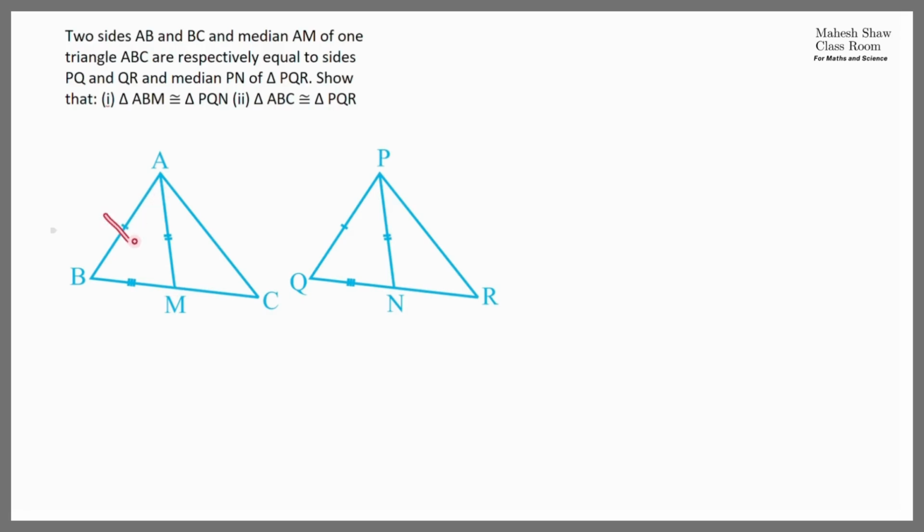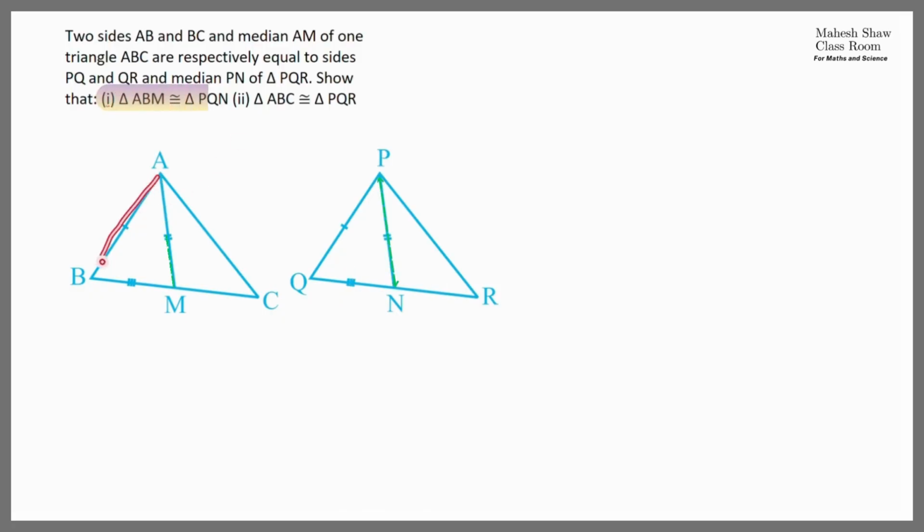In this question, we are given side AB, BC and the median AM of triangle ABC is equal to side PQ, QR and the median PN of triangle PQR. Now, first of all, you should know what is a median. Median is a line drawn through the midpoint of a side to its opposite vertex. That means here BM is equal to CM. And likewise, since PN is the median, that means N is the midpoint of QR.